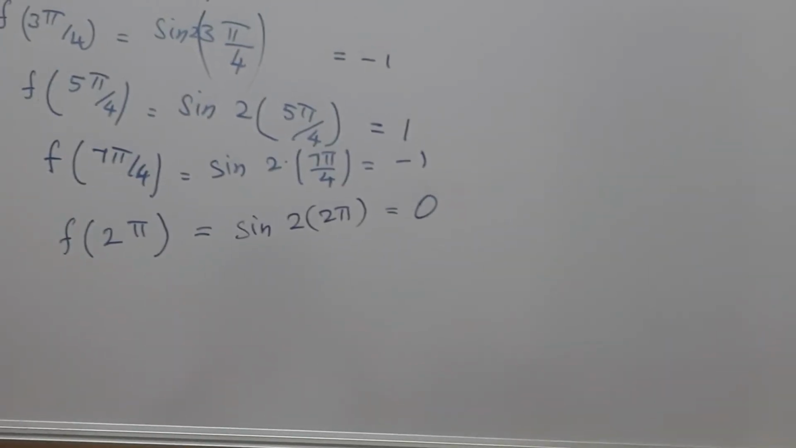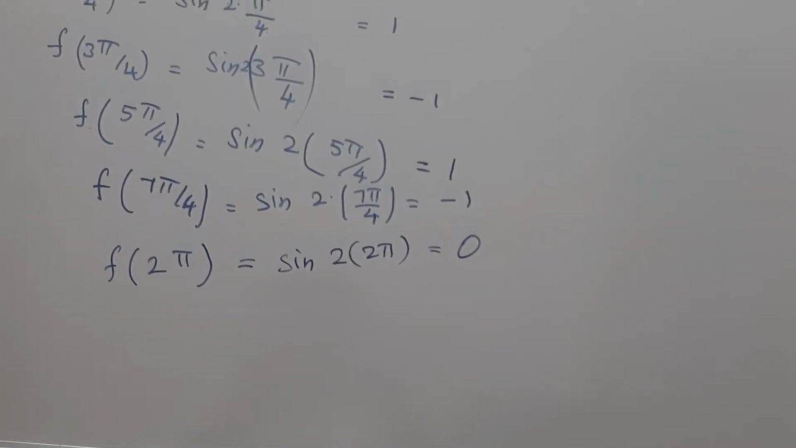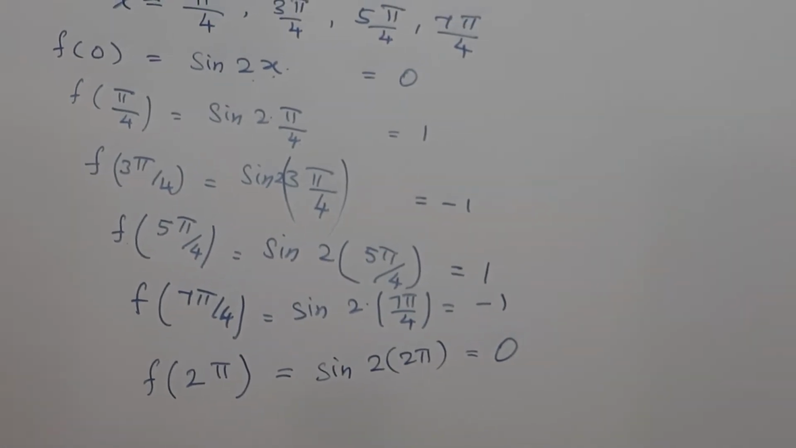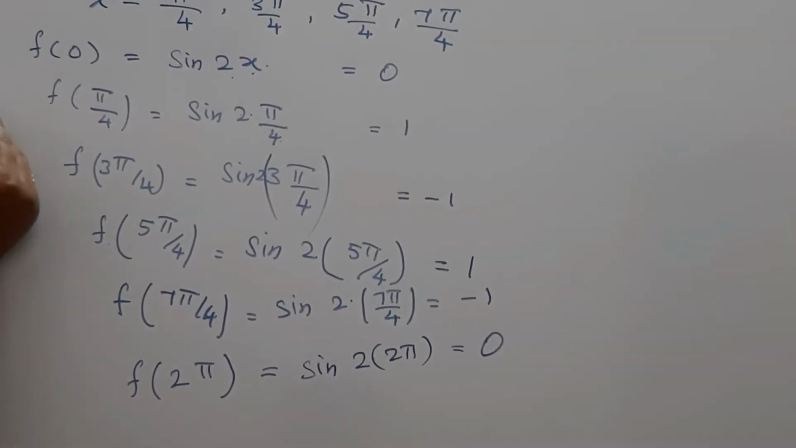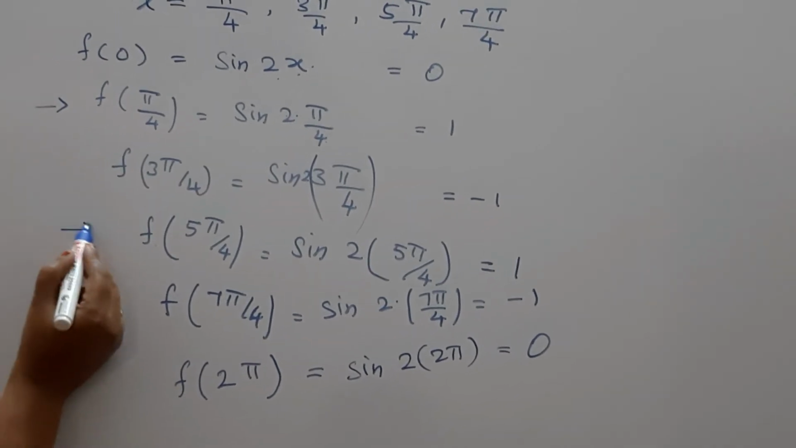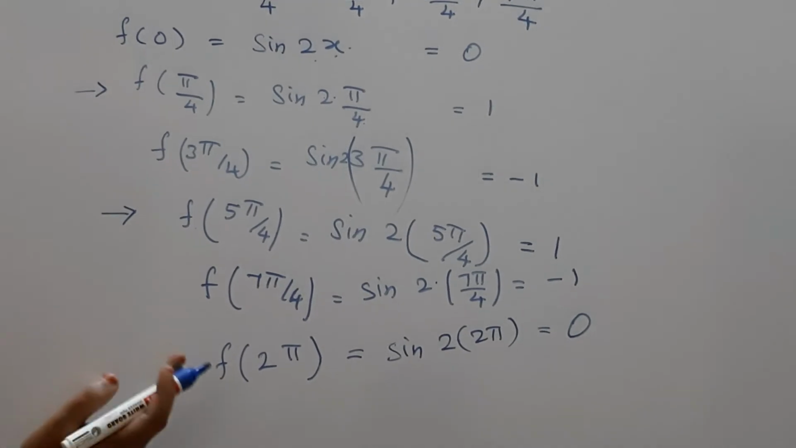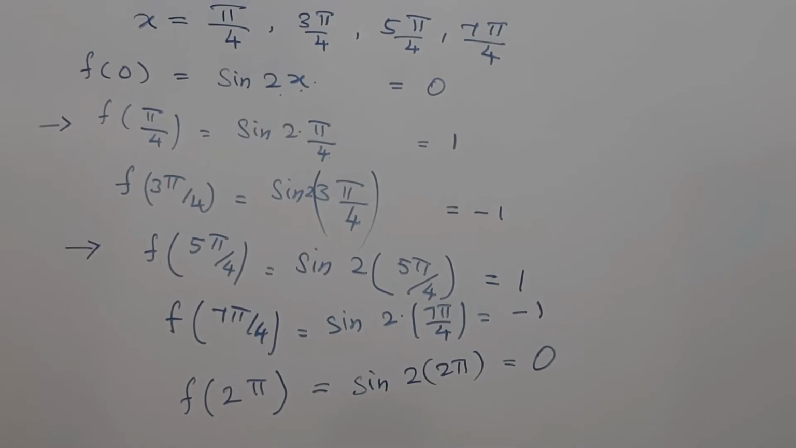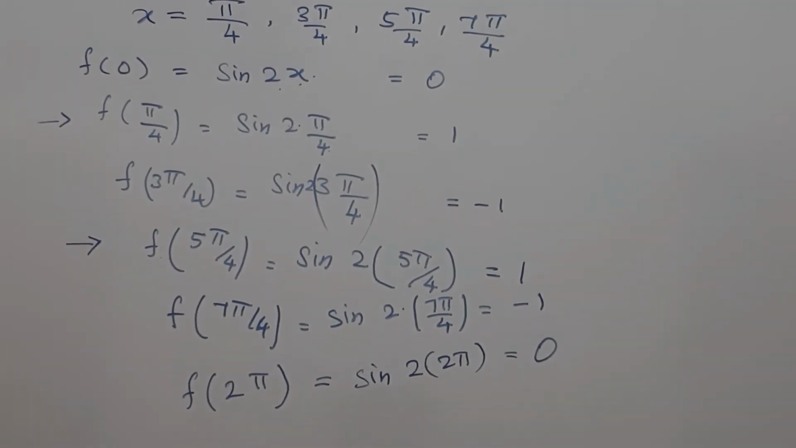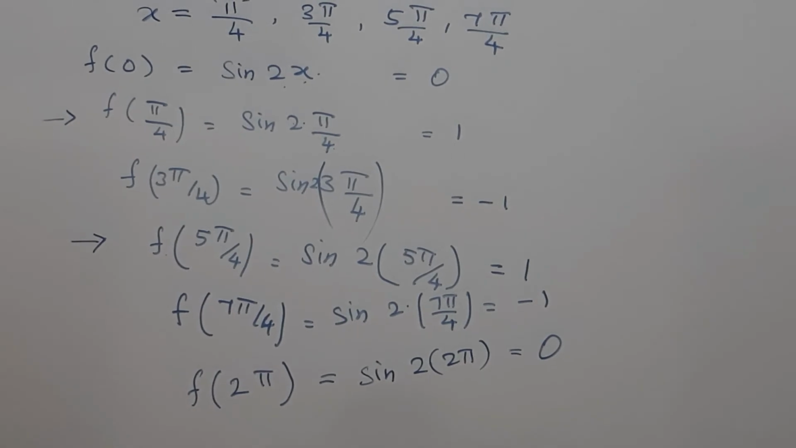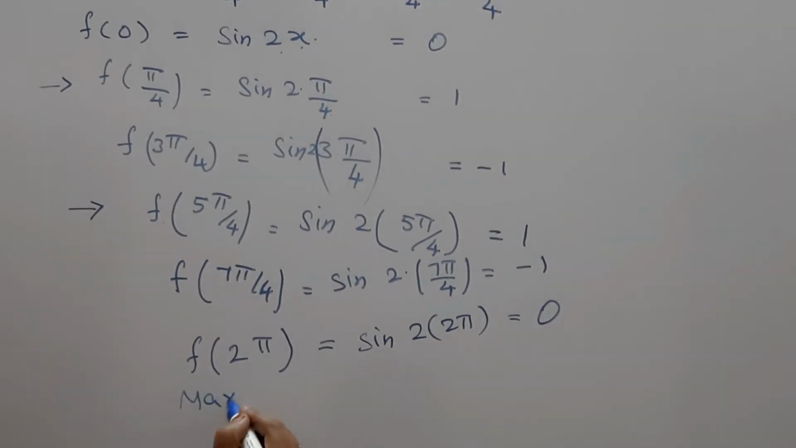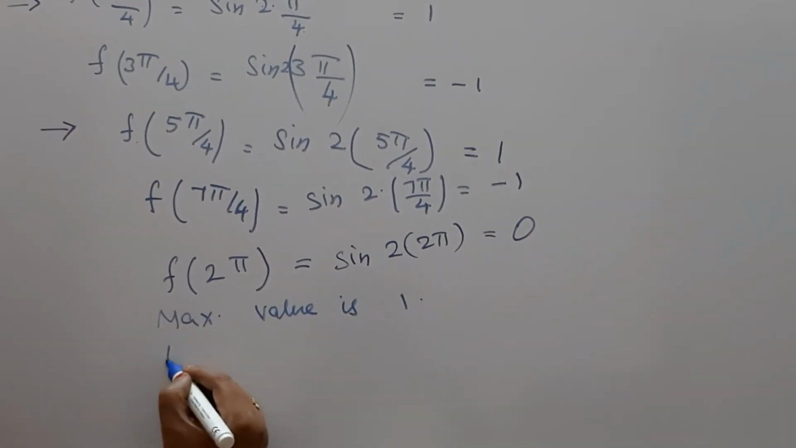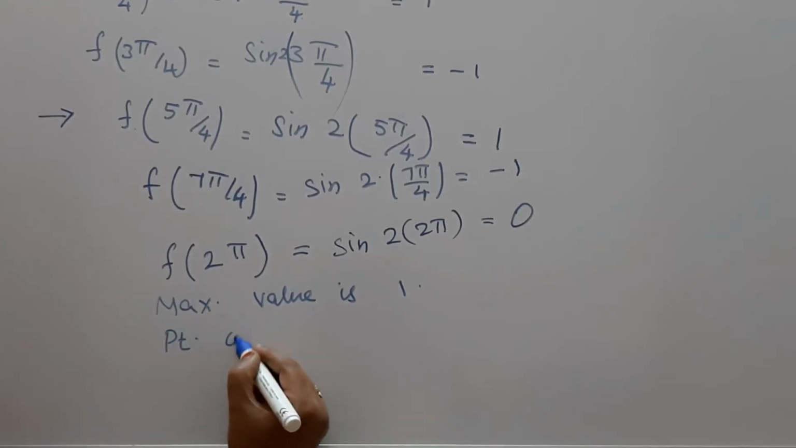Okay. Among these, what are all the values we have obtained? That is 0, 1 and minus 1. So here we have the maximum value, that is 1 at pi by 4 and 5 pi by 4. Minus 1 is the least value, 0 is the normal mid value. Our question is to find at what points do we have the maximum value. The maximum value is 1 and the question is the point of maximum values.